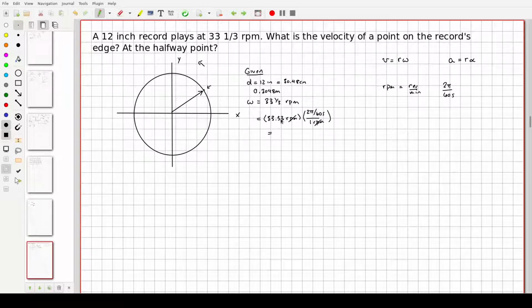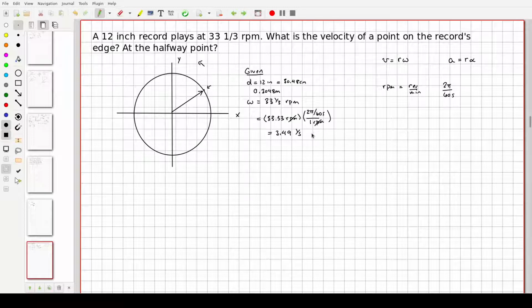So times 2 pi, and then divided by 60 seconds. So this is going to be about 3.49 radians per second.